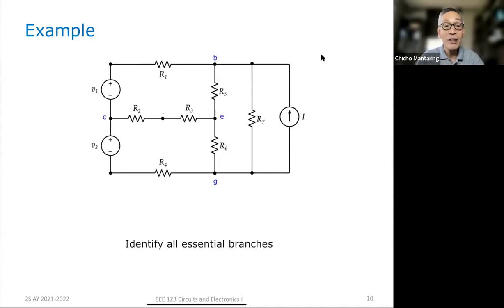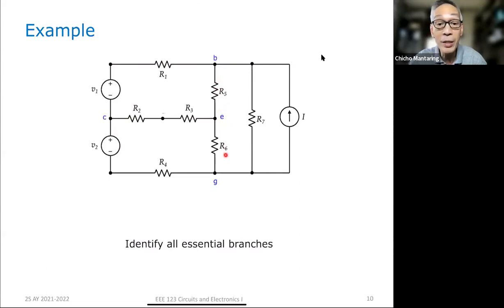Okay. So these are my essential nodes, C, B, E, and G. So what are my branches that connect two essential nodes? No, this is one branch. It connects C and B. Right. This is another branch. Okay. This is another branch. So that's 3. And then I have R5 is a branch because B and E are essential nodes.